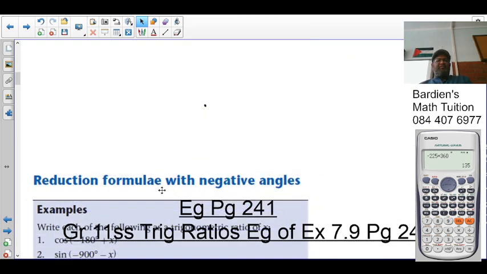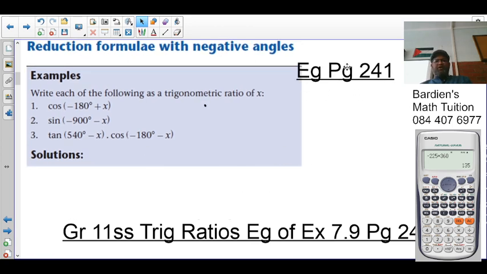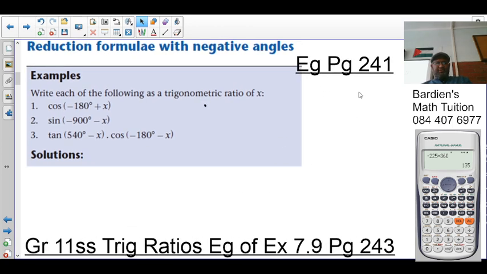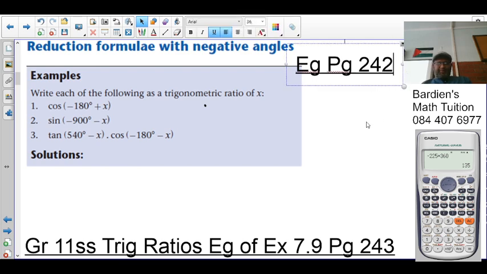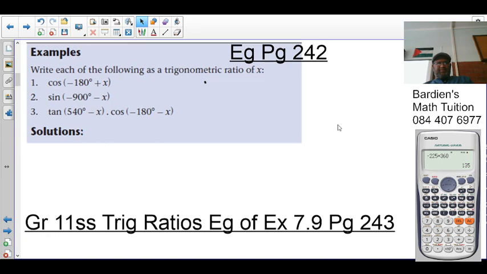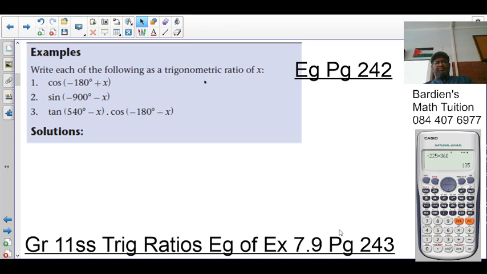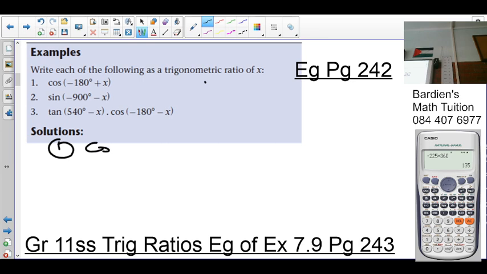Reduction formula with negative angles. Right, let's see here. Which page are we on now? 242. Right, so here it says write each of the following as a trigonometric ratio of x. So let's go with number 1. You got cos of negative 180 plus x.